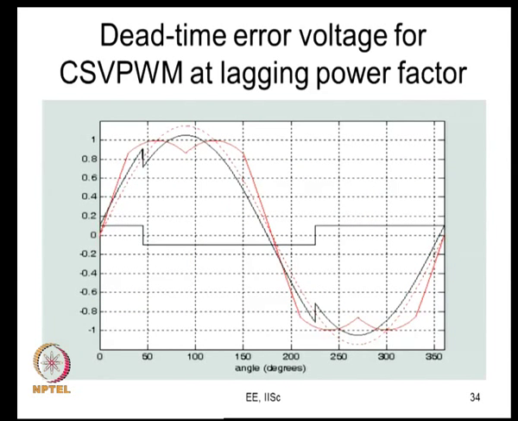So, here, what is going to happen? Once again I have shown the sinusoidal modulating signal which is actually greater than 1. Because of addition of the common mode, it actually just touches 1.